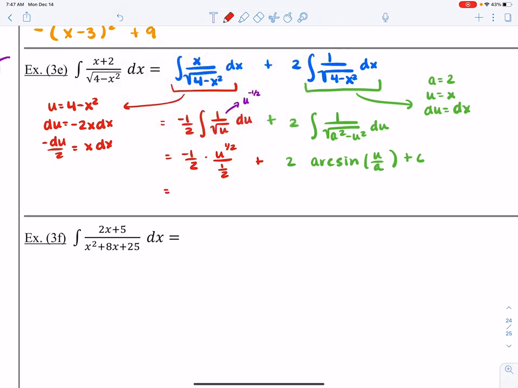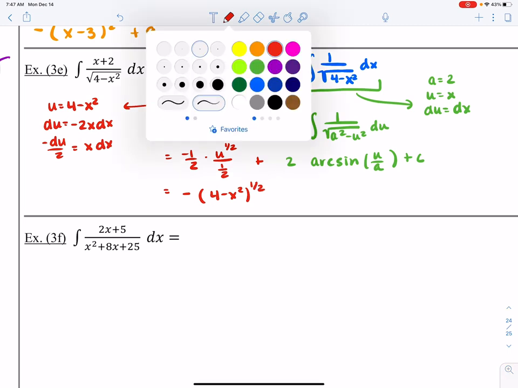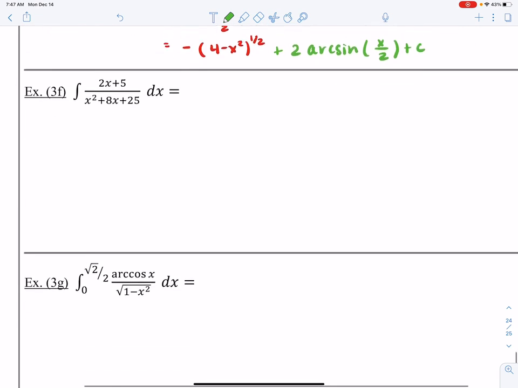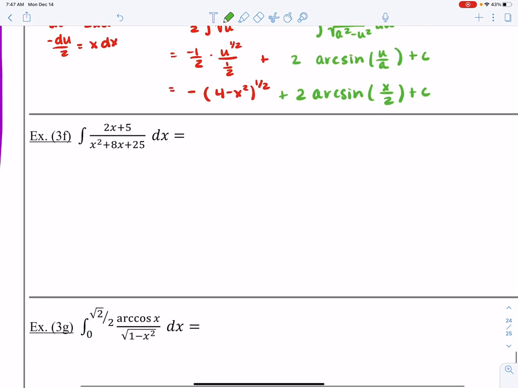So negative 1/2 multiplying by 2, I'm just going to end up with a negative because those things are going to end up reducing away. I'm going to bring my 4 minus x squared back to the party, to the 1/2 power. And continuing on, I've got 2 arc sine of x over 2 plus c. So that ends up not being so super gross. Let's get a little grosser, okay?